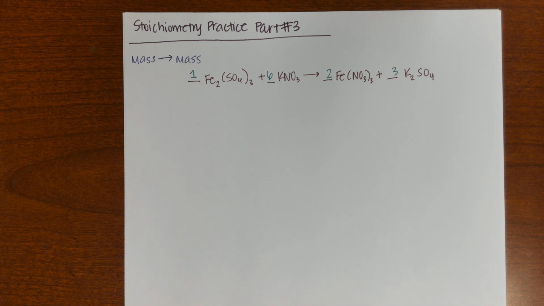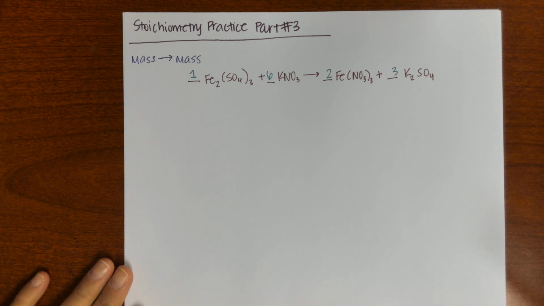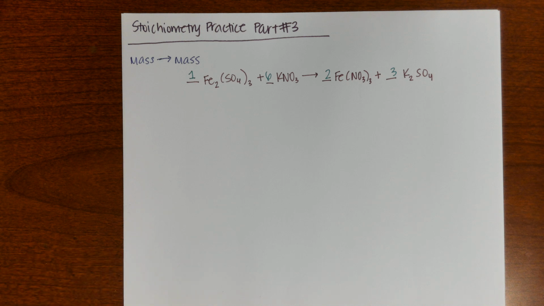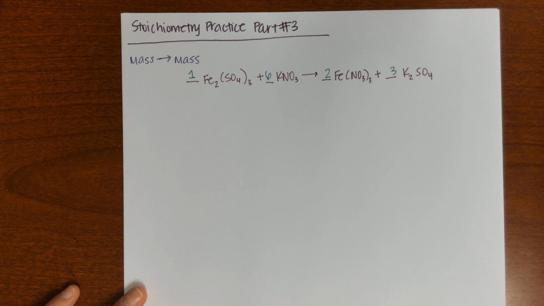This is part 3 of stoichiometry practice with mole conversions. Today it'll be mass to mass, which is basically the longest set of steps for converting in chemical equations. With mass to mass, you have to convert from mass to mole, then go through the mole ratio, and then go from moles back to mass. So it is a 3-step process.